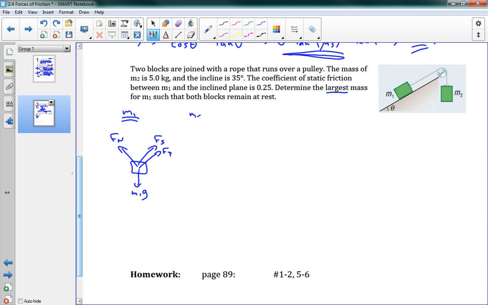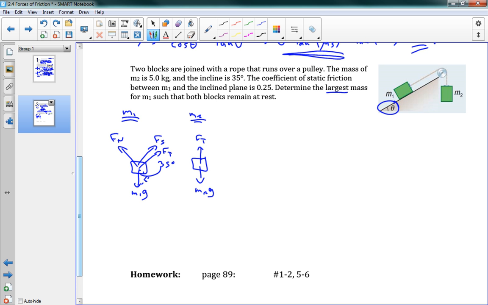Now I've got M2, gets its own picture here, and here we have Ft and M2g. And here Ft and M2g have to be balanced because this is all in equilibrium. So I'll do one last thing here, which is to say that I want to break up M1g into components. So I just break it into perpendicular components, and this angle in here is going to be 35 degrees. And that, again, is from similar triangles with this.